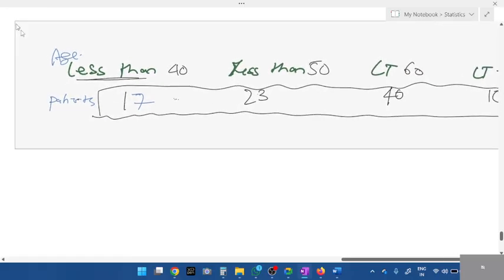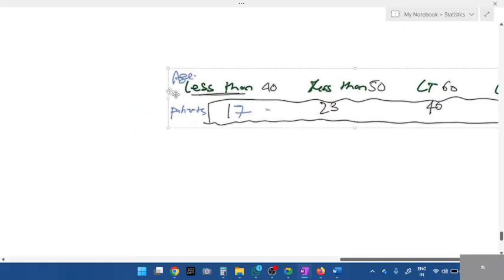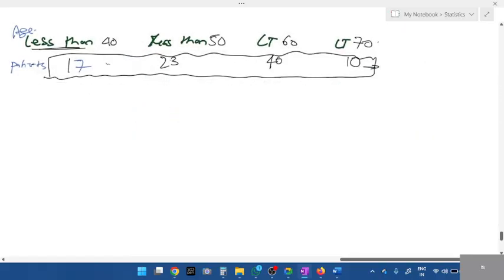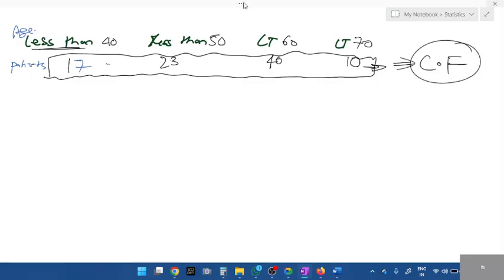What were you all doing when I was teaching? Whenever less than values are given, what are these? These are cumulative frequency values. They are not frequency, they are cumulative frequency. Write it down. I thought you all would answer, you're giving wrong answers.